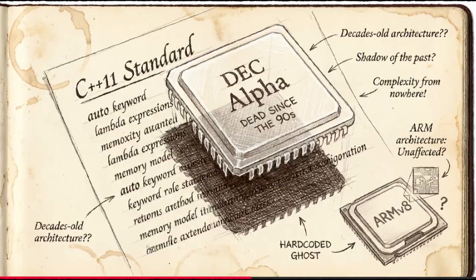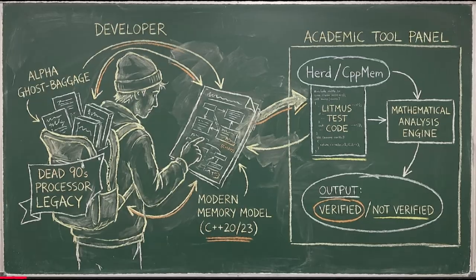It doesn't. The DEC Alpha is a dead architecture. It hasn't been commercially relevant for over 2 decades. Yet the fear of the Alpha Anomaly heavily influenced the complex, paranoid drafting of the original C++11 memory model. You're kidding. No. The committee essentially hard-coded the ghost of a dead architecture into the foundation of modern C++. Wow. Every time a developer wrestles with the mathematical complexities of the C++ memory model today, they are literally carrying the baggage of a dead processor from the 90s. That is wild. It is.